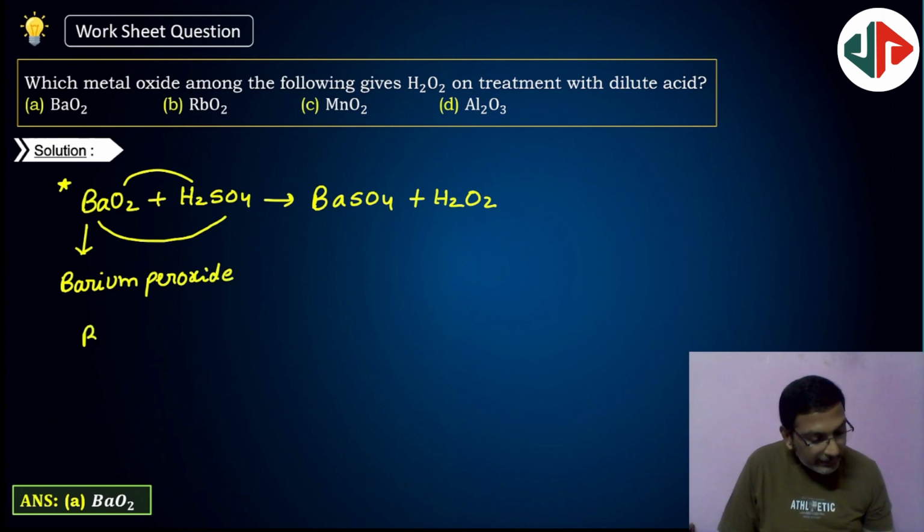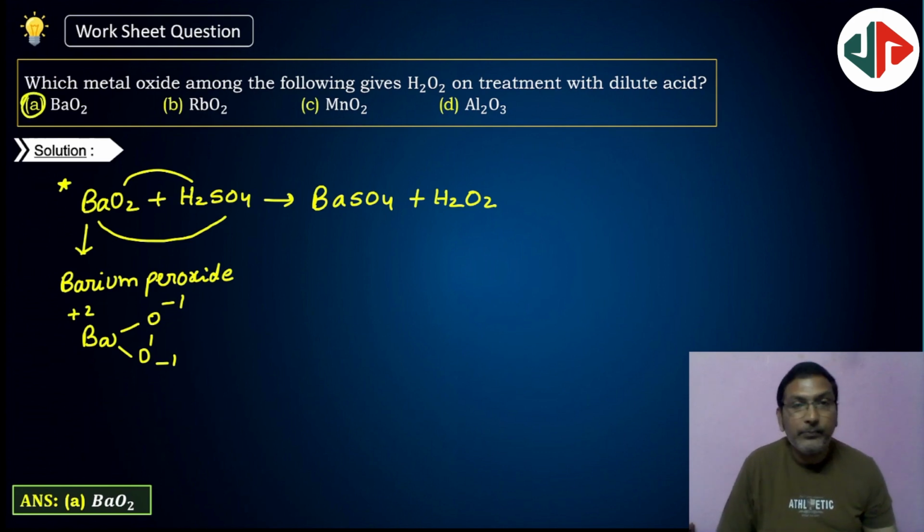Structure will be like this, cyclic form, with oxidation states -1, -1 and +2. Remember like this. Option A. Next.